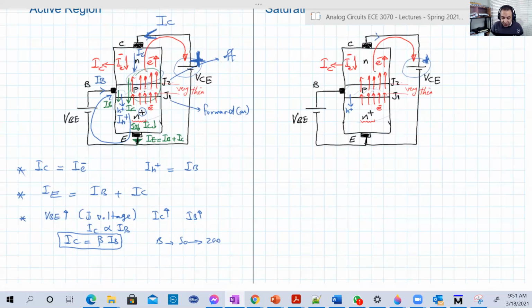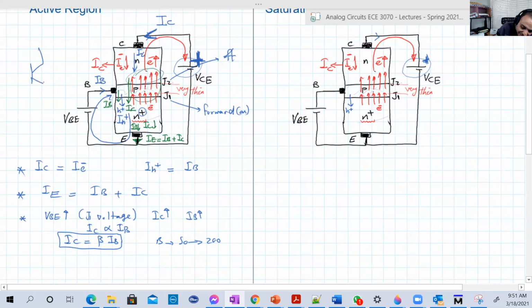Okay, so in the active region, IE is equal to IB plus IC. IB is going into the base, IC is going into the collector, IE is going out of the emitter. And that's why the NPN transistor has such a symbol: base, collector, emitter. And the arrow here is going out. Why? Because basically IE is here, going out of the emitter. IB is here, IC is here.